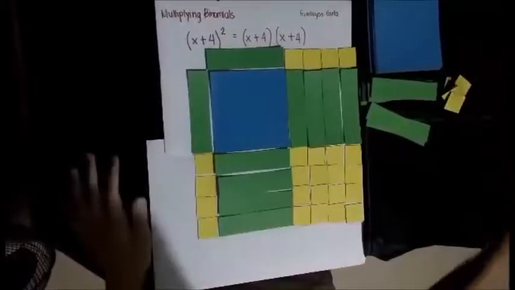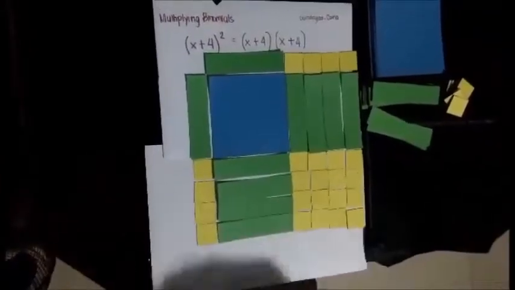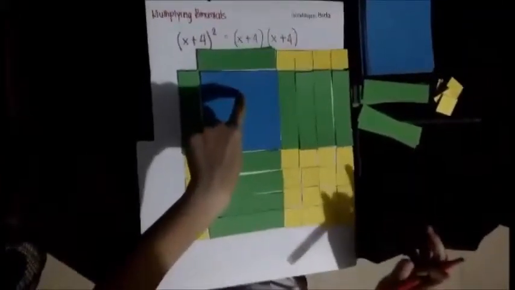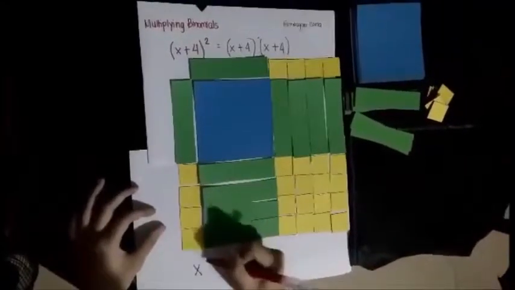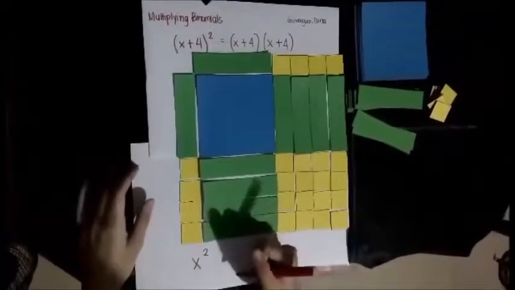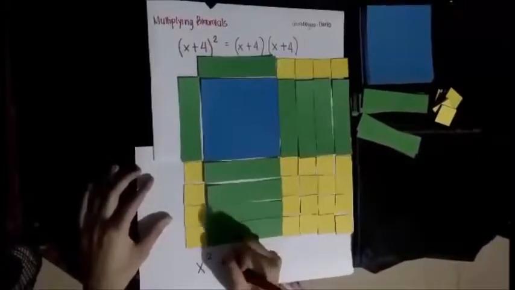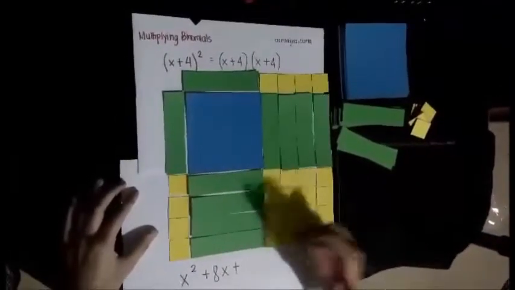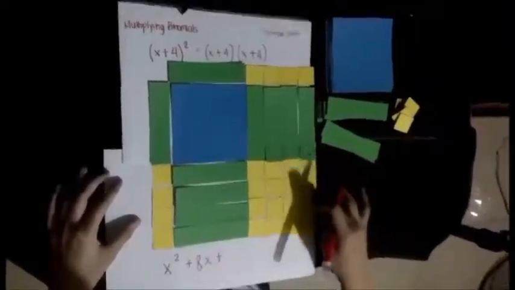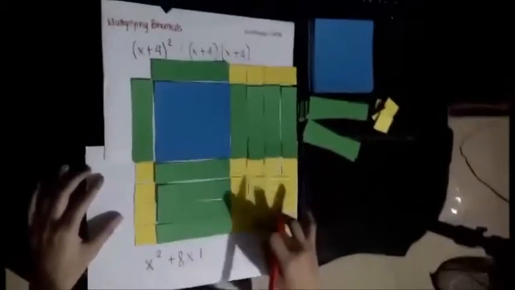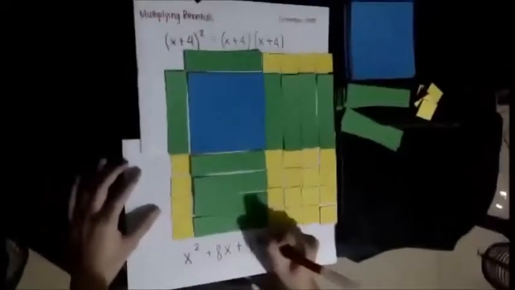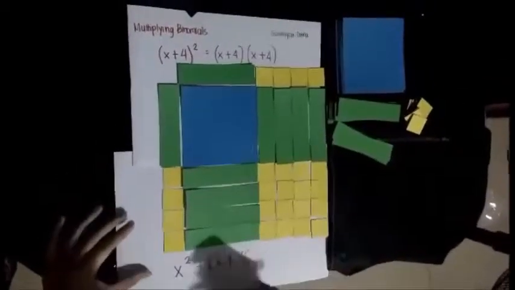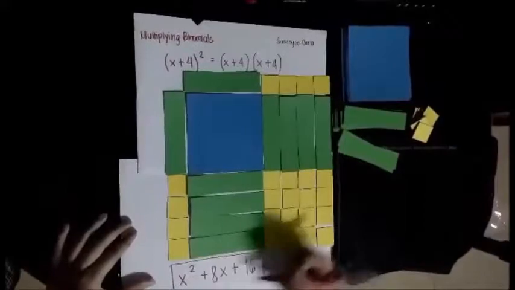Now that we are done multiplying, we're going to get the answer. So this big square represents x squared. Since there is no negative, this will be positive. How many x do we have? We have 1, 2, 3, 4, 5, 6, 7, 8. We're going to write 8x. For this, we're going to have 1, 2, 3, up to 16. So the answer is x squared plus 8x plus 16.